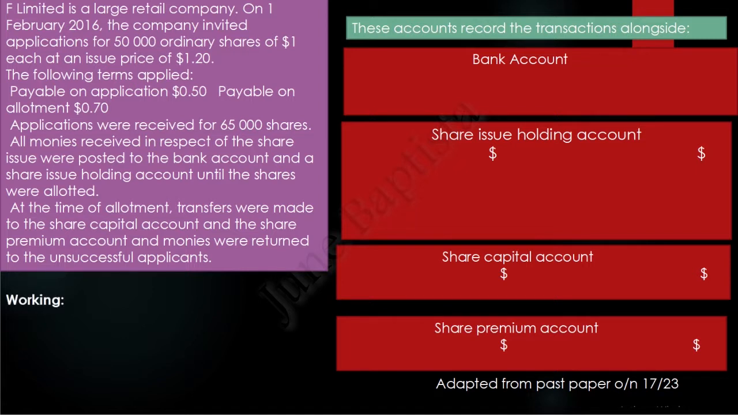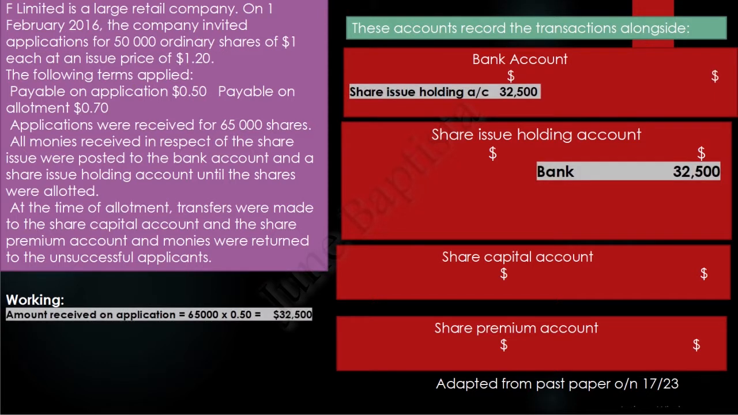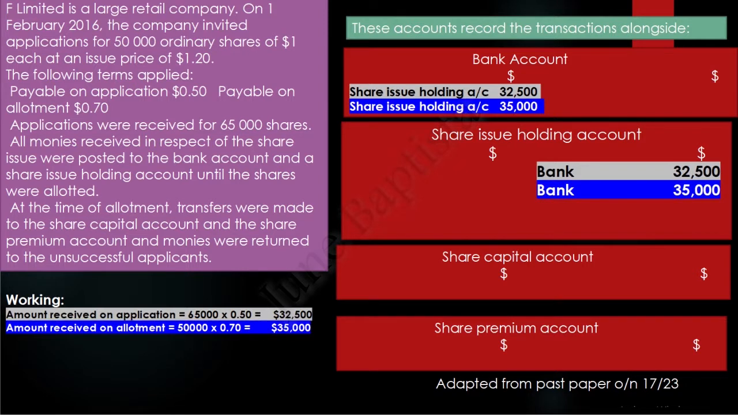Let's look at the working. Amount received on application was $32,500. This amount was debited in the bank account and credited in the share issue holding account. Amount received on allotment in the blue box was $35,000. This amount was debited in the bank account and credited in the share issue holding account.